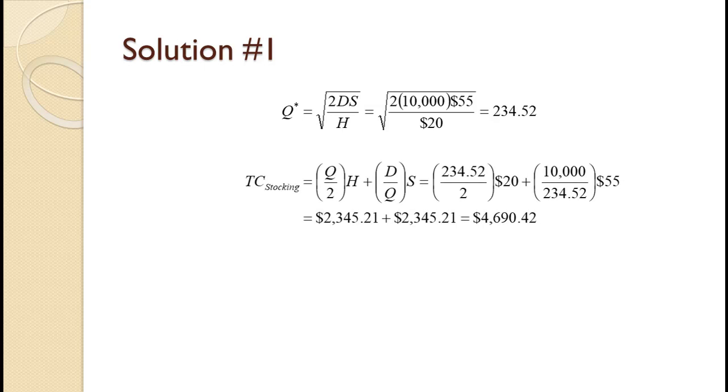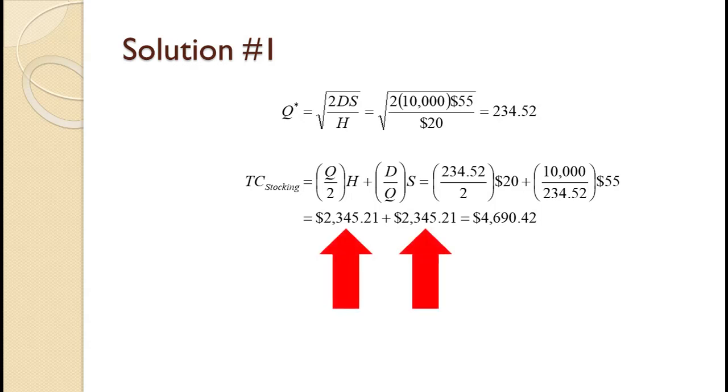Next, we calculate total stocking cost. This was covered in a prior tutorial if you need to review. The total holding cost for the year is the order quantity of 234.52 divided by 2 all times the cost of holding 1 unit in inventory of $20. That equals $2,345.21. The order cost for the year is the annual demand of 10,000 divided by the order quantity of 234.52 all times the cost of 1 order of $55. That equals $2,345.21. These two values sum to $4,690.42.